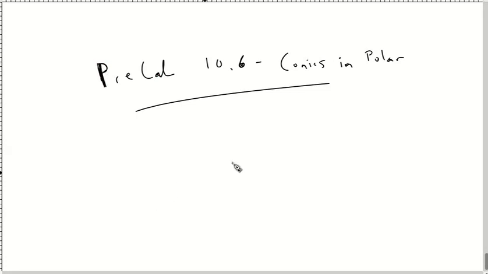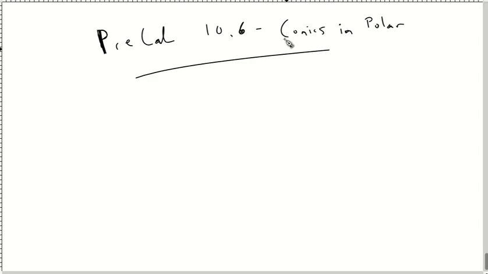Okay, conics and polar. What is going on here? Well, conics means ellipses, parabolas, hyperbolas, and all that kind of good stuff. Polar means r and theta. So we're mushing them together.